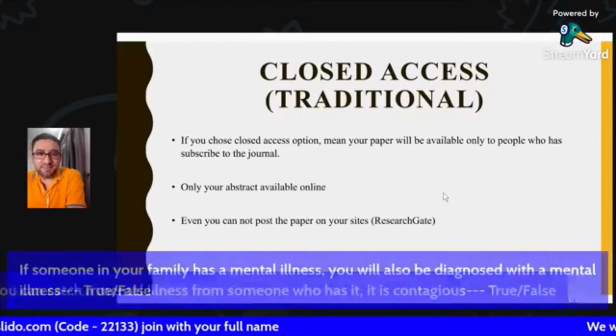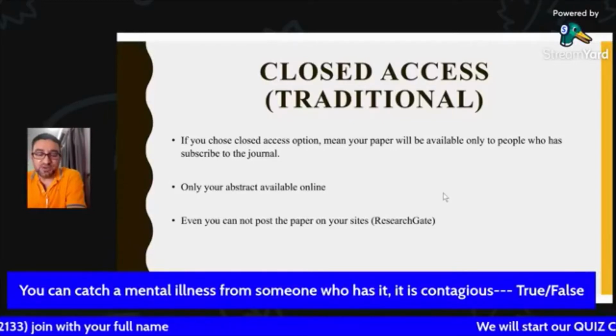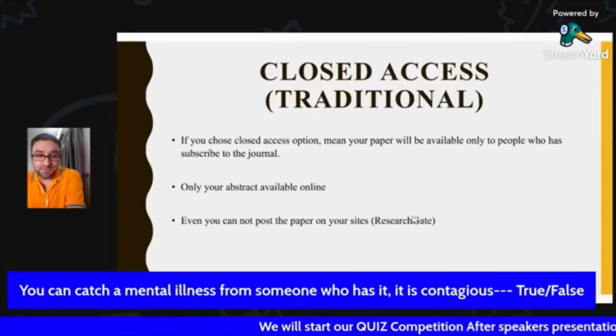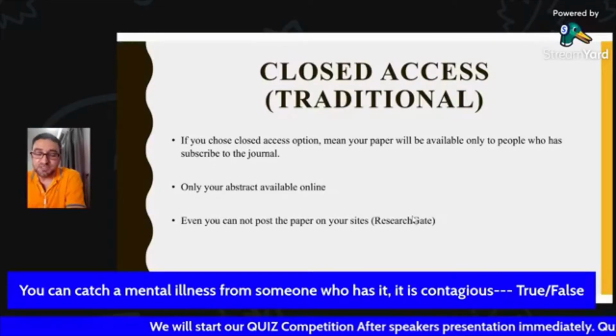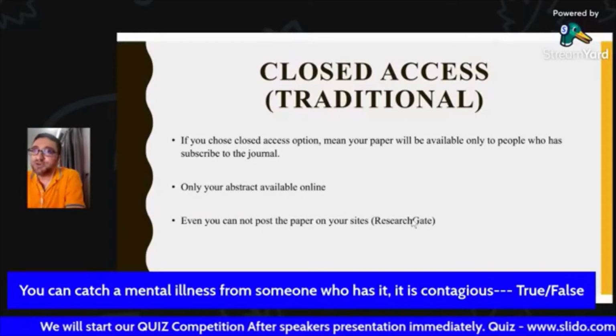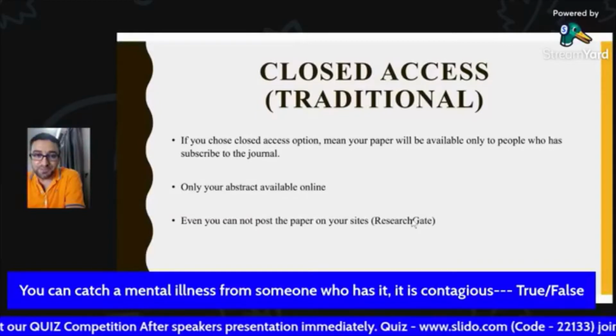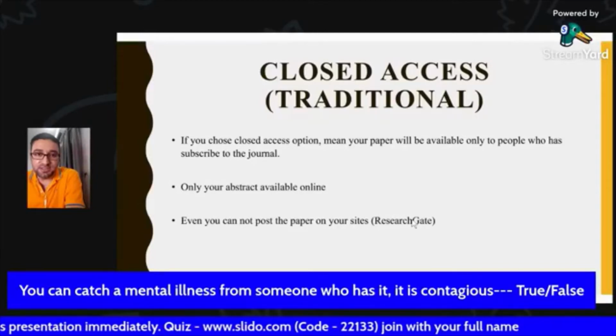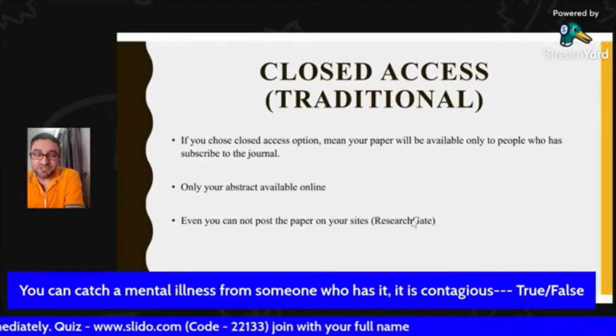Some examples of closed access journals are Routledge publication, Harvard University Press, Cambridge University Press, Oxford University, all these British, American, Western university presses, they have closed access.